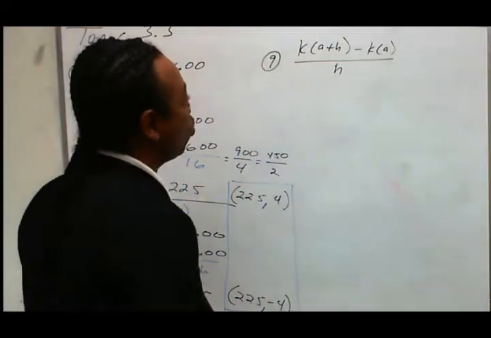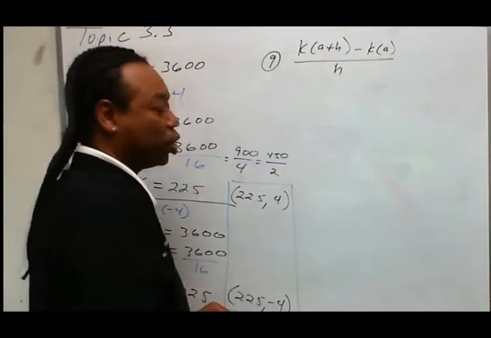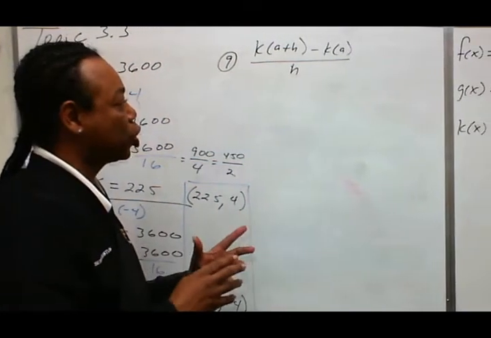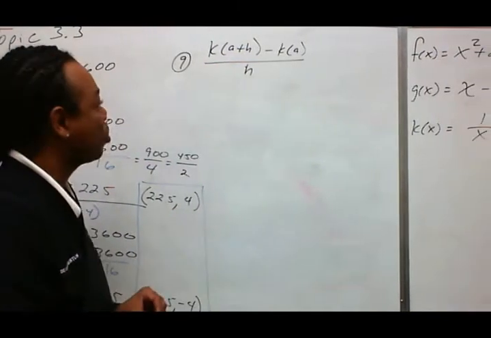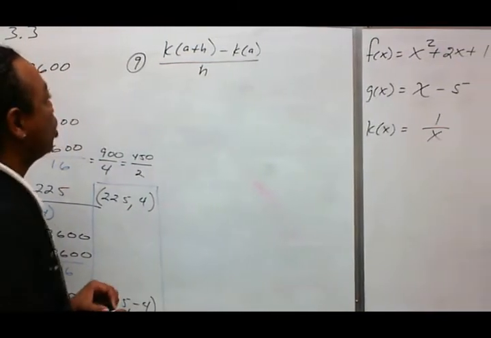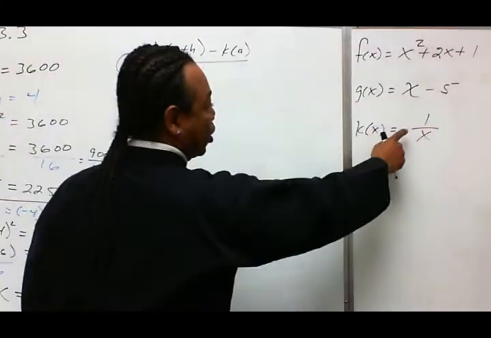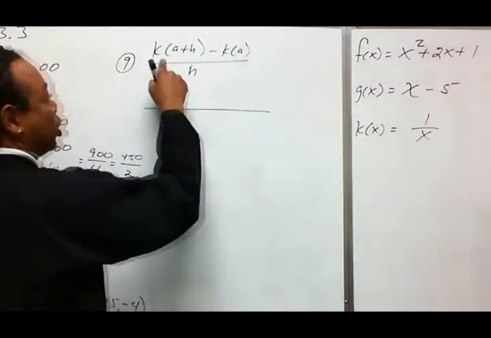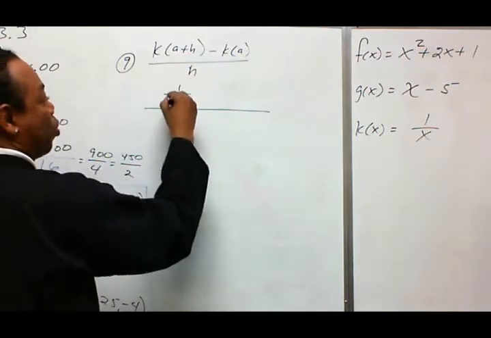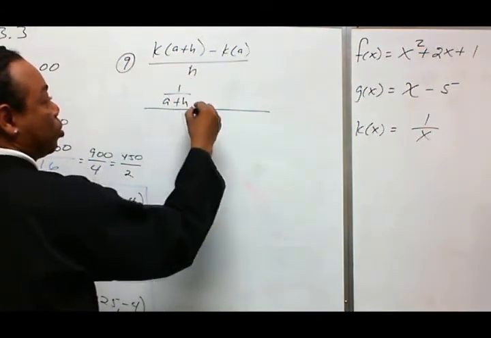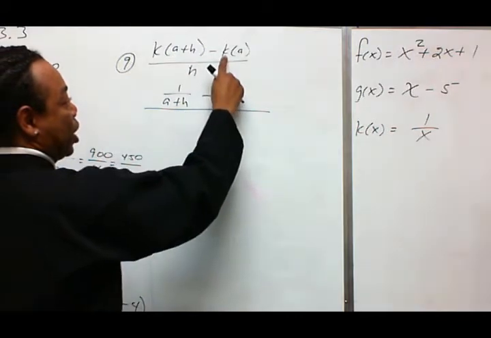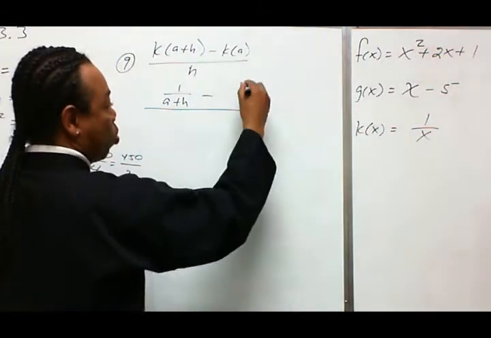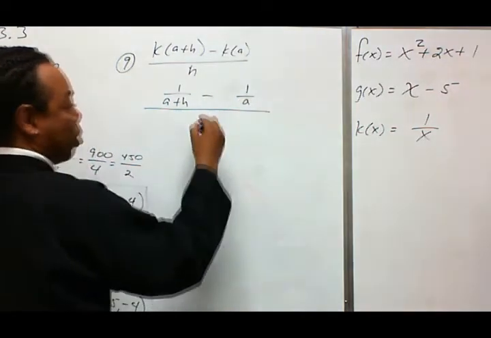Number 9, this is actually called the difference quotient. It shows how to find the slope of a function in calculus. So, k is defined as 1 over x. So we're going to use substitution. Instead of 1 over x, this will be 1 over a plus h minus k of a, which will be 1 over a. Everything will be over h.